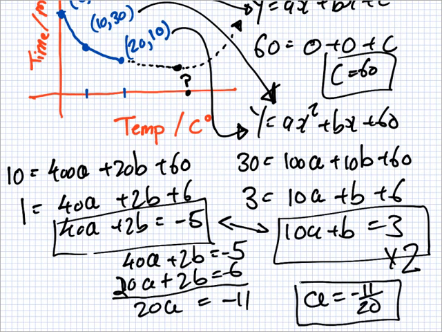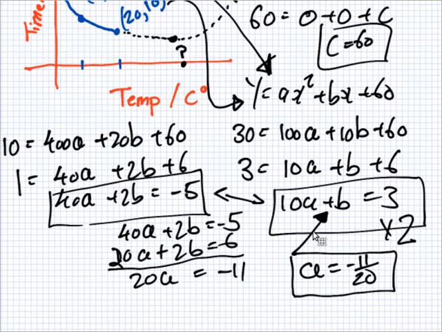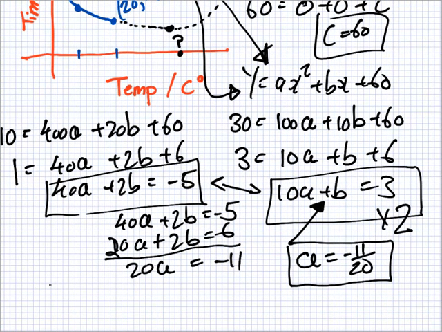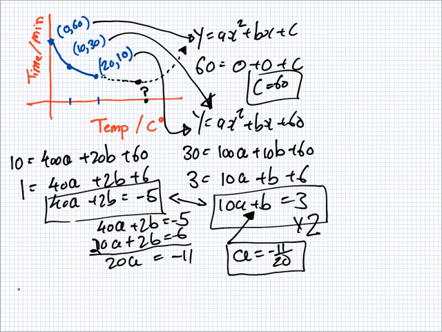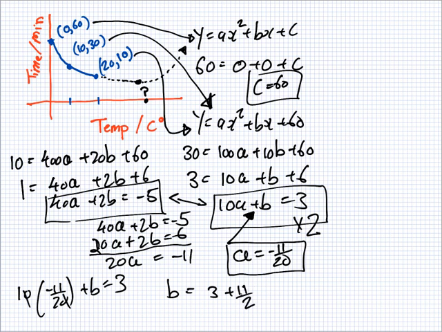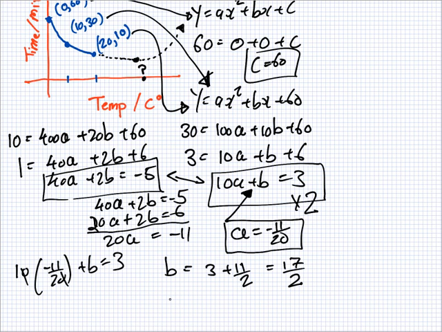And what's the easiest thing to give me the b? Oh, this one back here. Yeah, sub it in. So let's see what we get for b. 10 times minus 11 over 20 plus b equals 3. So b equals 3 plus 100. Oh, that cancels down, doesn't it? So plus 11 over 2. So that's 17 over 2? Yeah. Okay, so now we have our answer.